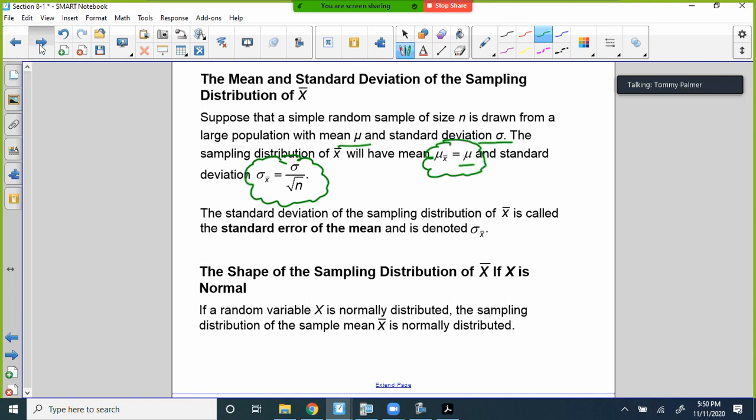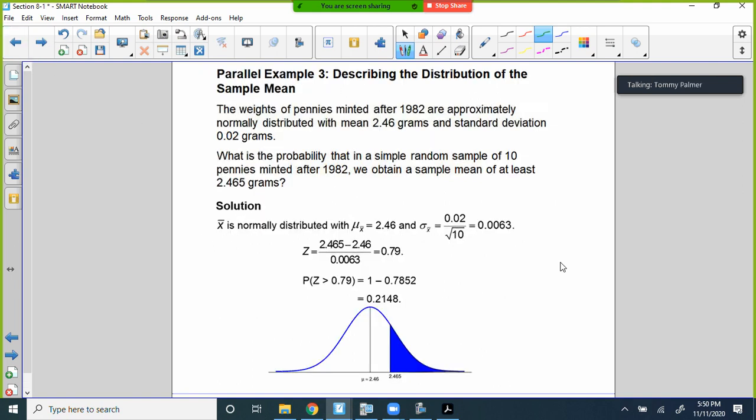So let's look at that. We're looking at example 3, describing the distribution of the sample mean of the pennies, the weights of the pennies minted after 1982. We kind of grabbed that earlier, but have not looked at certain calculations on it as we've progressed. So we're going to look at some calculations.